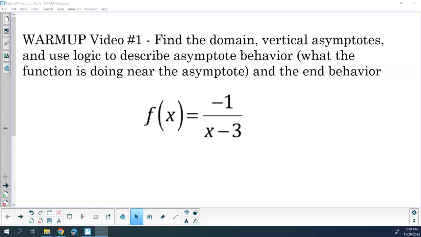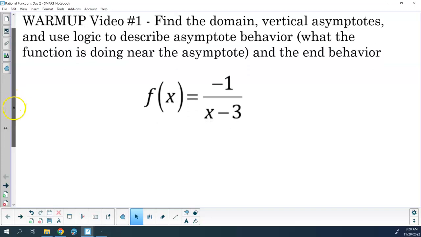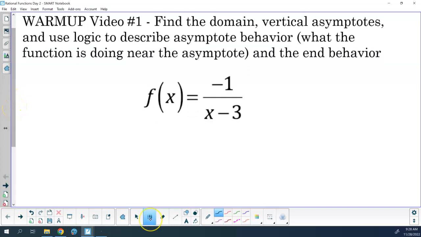But for this first one, as a warm-up, we need to find first the domain, the vertical asymptotes, and then use logic to describe asymptote behavior and end behavior. Okay? So 4 things that we need in this classic type problem. So the first thing is we need to find the domain.